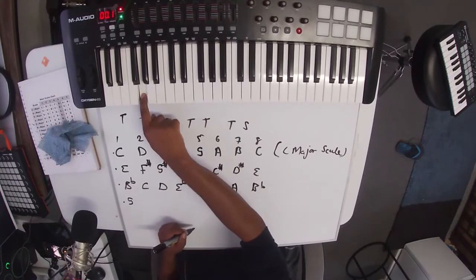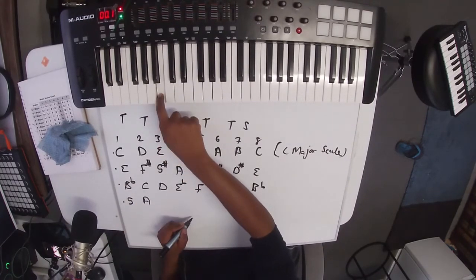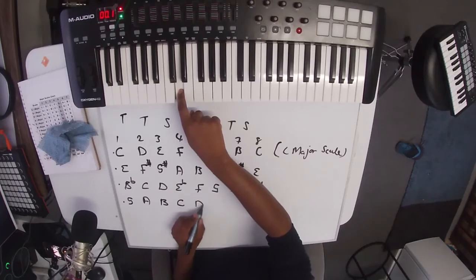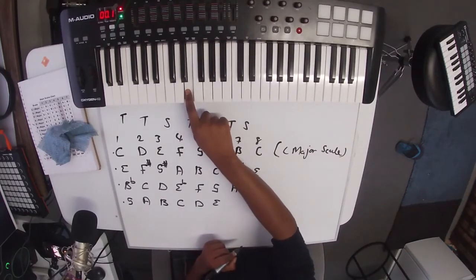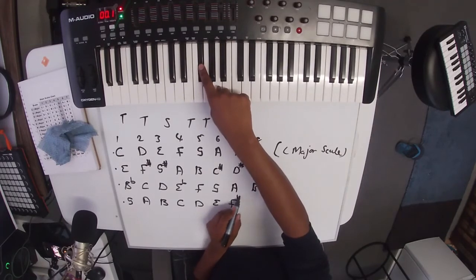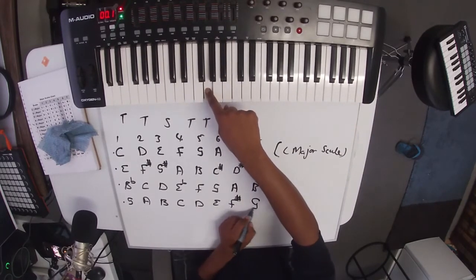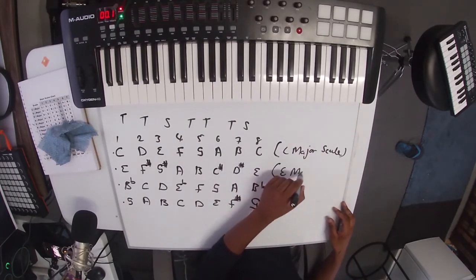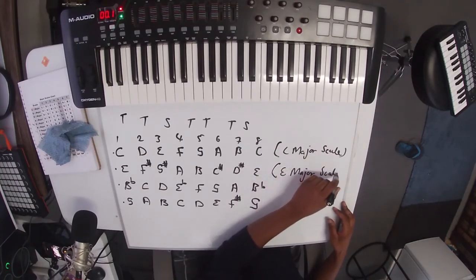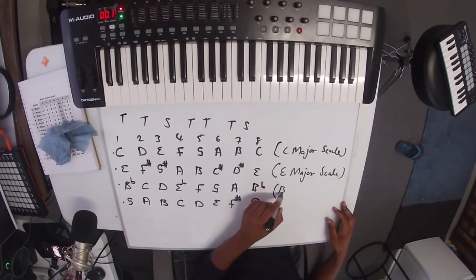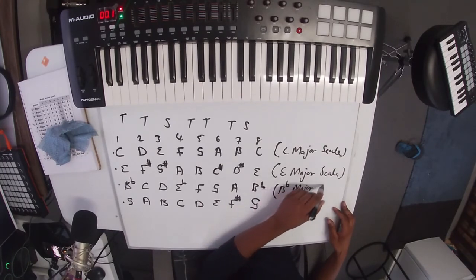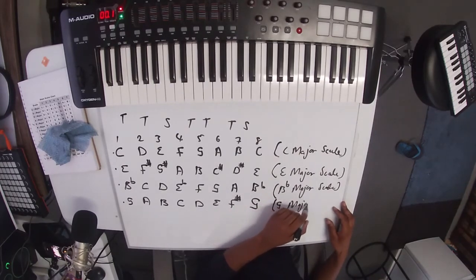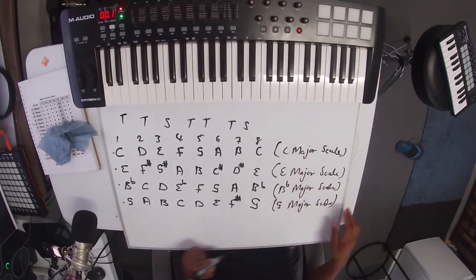Okay, so that's G. Tone, tone, semitone, tone, tone, tone, semitone. Okay, so these are just examples. So that's the C major scale, so that's the E major scale, that's the B flat major scale, that's the G major scale. Got a bit lazy at the end there.